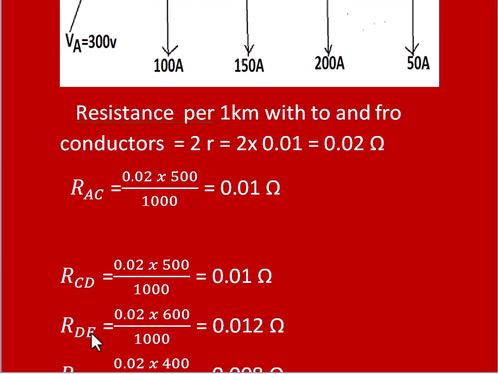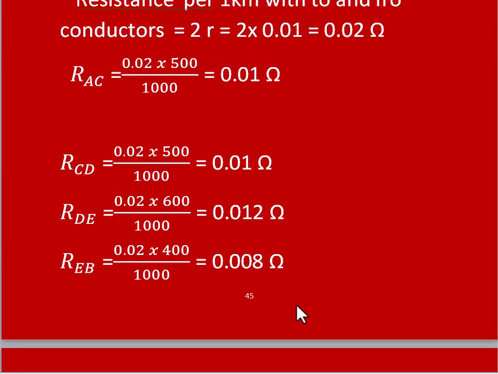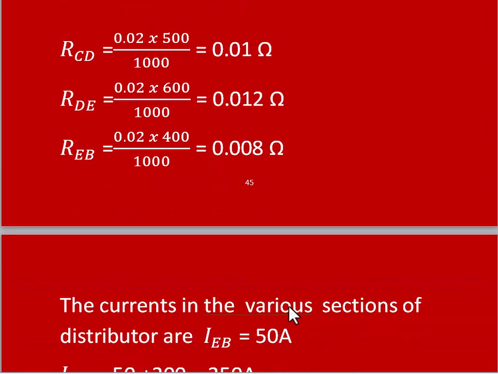Similarly RDE, here the section distance is 600 meters. Whereas the resistance for 1000 meters is 0.02, for 600 calculate like this, 0.02 into 600 divided by 1000, that will give 0.012 ohms. Similarly REB is nothing but 0.02 into 400 divided by 1000, and that will give 0.008 ohms. So across all sections the resistance is calculated and the current in each section is also calculated.